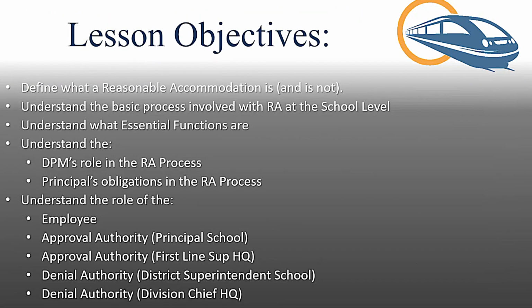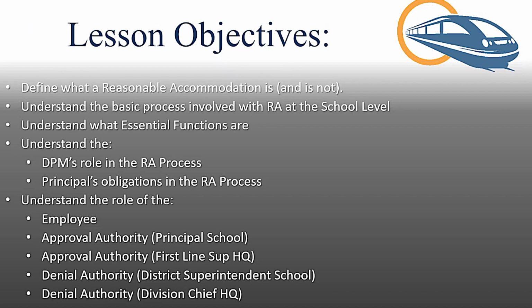All right, what are we going to do today? What are our objectives? We're going to define what a reasonable accommodation is and is not. We're going to run through the basic process, both at the HQ level and at the school level. We're going to talk about the DPM's role, the principal's role at the school level, or in the HQ level, that would be possibly your branch chief's role, whoever your first line supervisor is, in most cases.